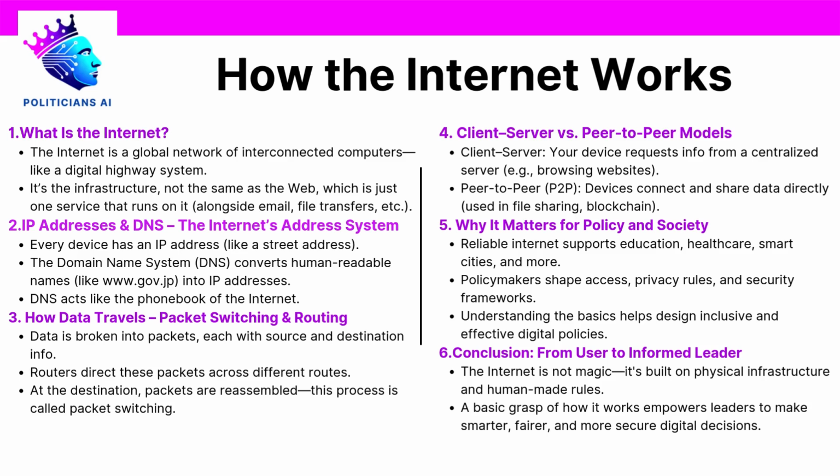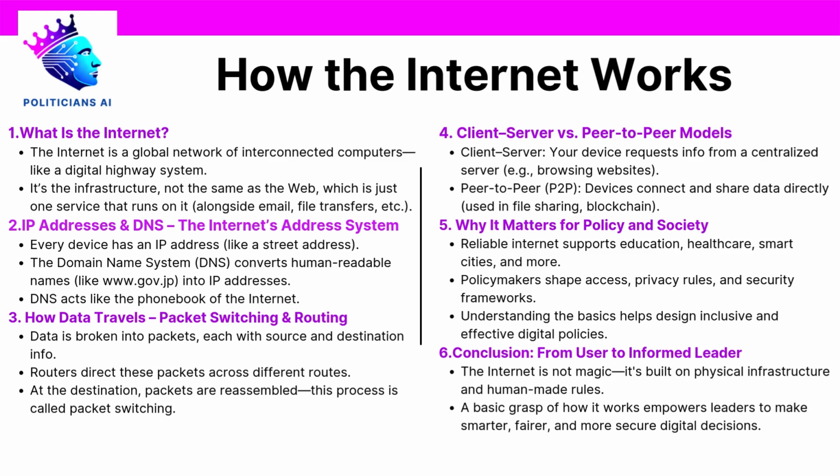Second is the peer-to-peer model, often called P2P. In this model, devices act both as clients and servers. They connect directly to each other. This is commonly used in file-sharing systems like BitTorrent, in cryptocurrency transactions, and in local mesh networks. P2P systems are decentralized. They're harder to control, but they're also more resistant to censorship and failure.